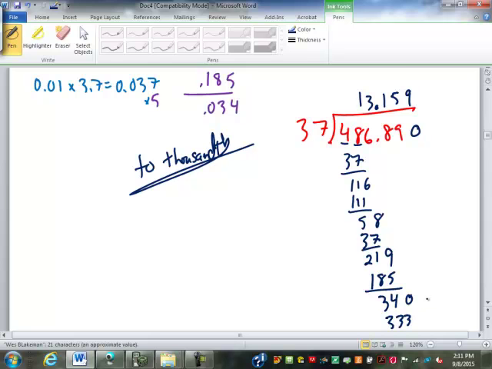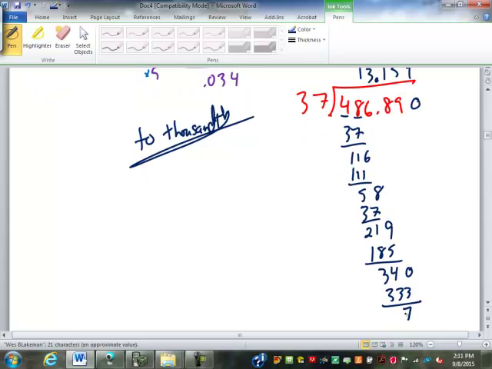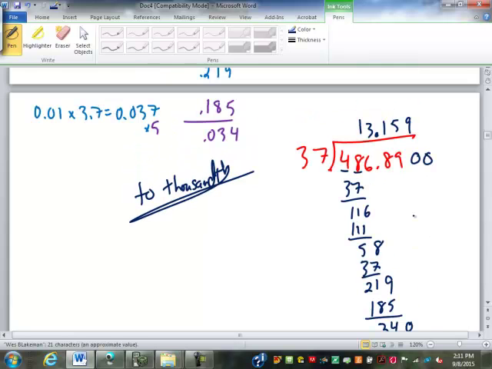But now you can stop it. I said to go to the thousandth, so I'm at the thousandth digit. Can I stop? Technically, I have to add one more zero and bring it down. 37 goes into 71 once. Why did I have to add that one more zero? Because if this had been a 5 or bigger, I'd have to round that up. But since that's a 1, it is just 13.159. You always have to go one digit past where you want to round it to.